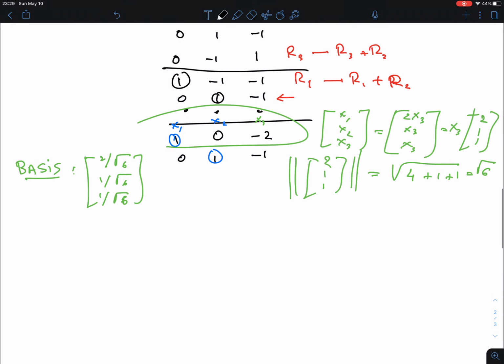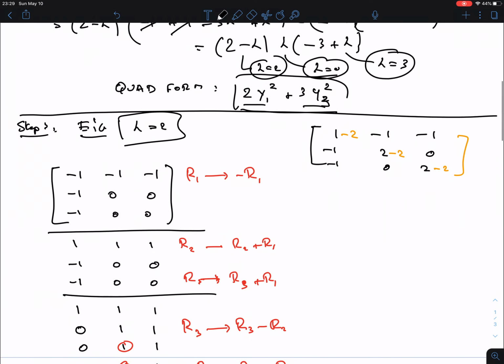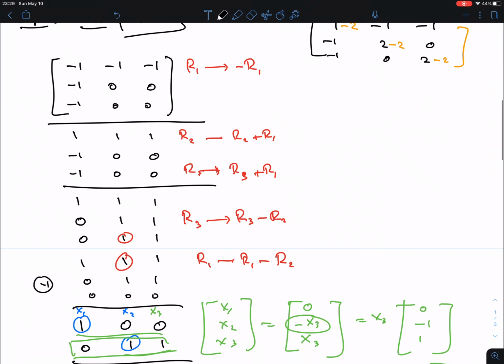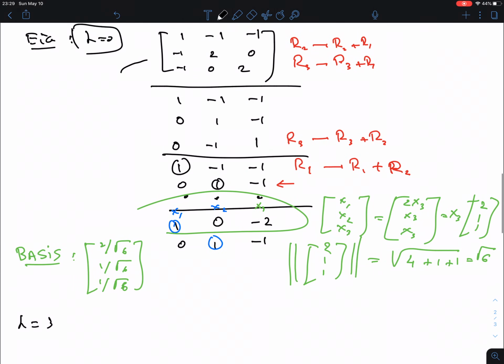Good, and then the last one was lambda equals 3, if I'm not mistaken. Yeah, lambda equals 3. So our original matrix was, well, I see it over there. This was the original matrix. So from that, I'm now going to have to subtract 3 from the diagonal. So minus 2, minus 1, minus 1, minus 1, minus 1, 0, minus 1, 0, minus 1.